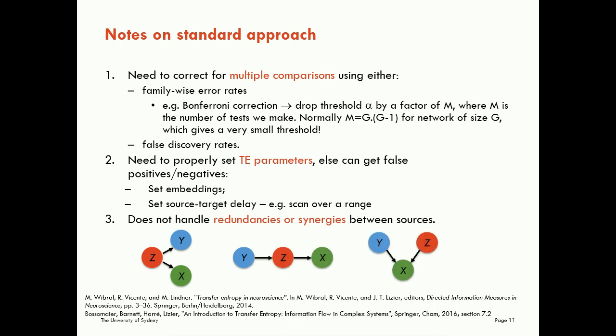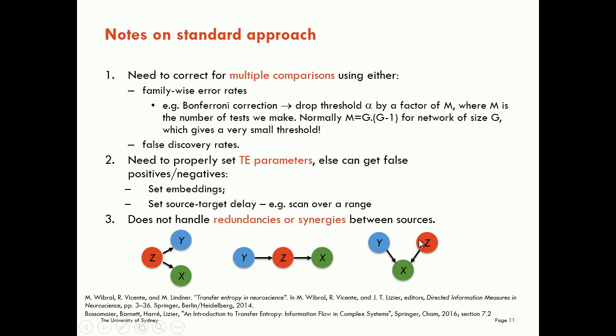Finally, we must understand that this pairwise approach doesn't address redundancies or synergies properly between sources. Looking at some brief examples here, we already talked about common driver effects and cascade effects. If we just use pairwise transfer entropy, we may see a relationship directed between x and y here when it's really only z driving the two, or we may pick up a pairwise relationship from y to x when the relationship is really conveyed by our intermediary variable z. We'll also not necessarily pick up synergies between sources.